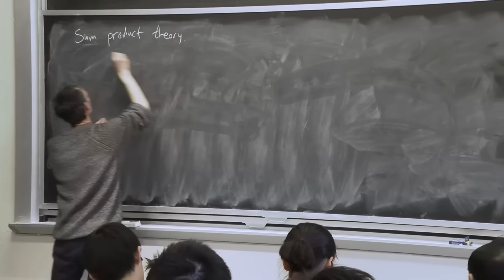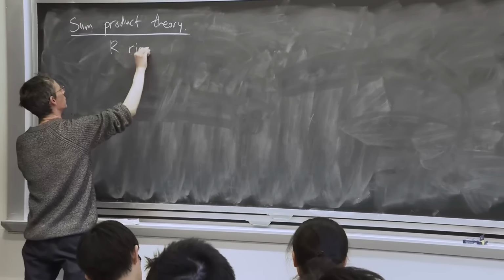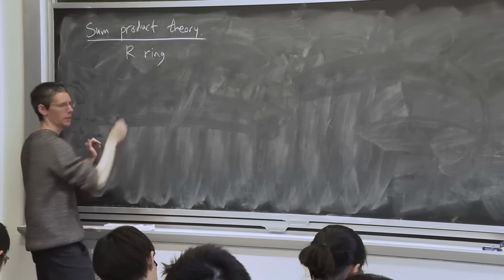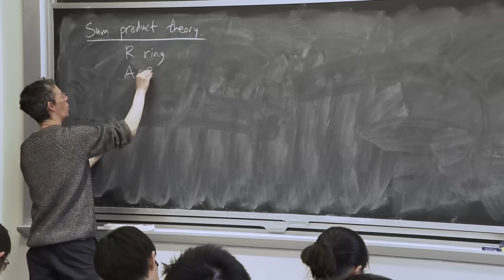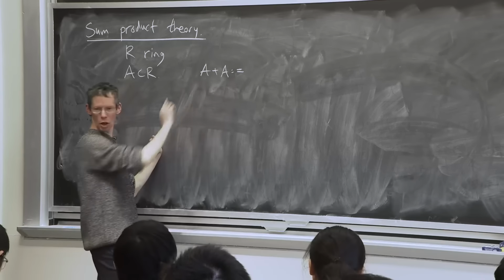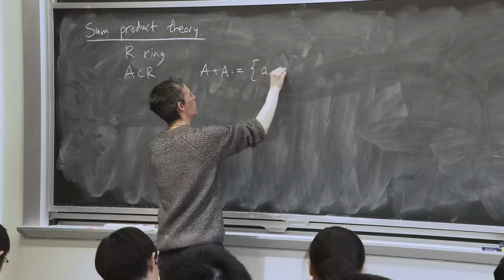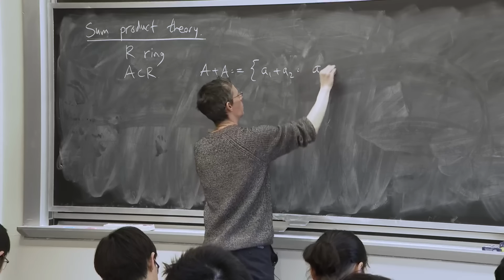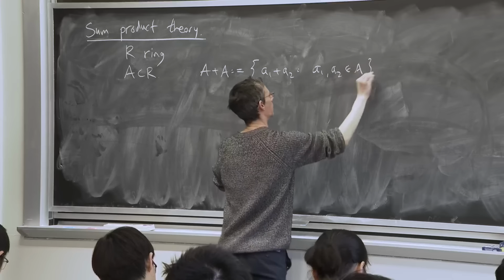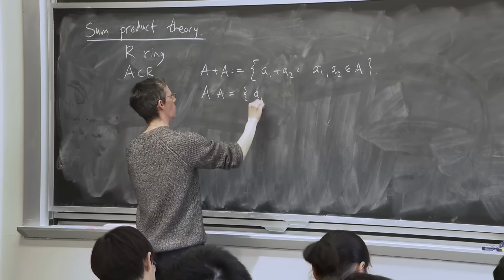OK, so let's say that R is a ring, so we can define sums and products, and A is a subset of R. So A plus A is all of the sums you can make of two elements of A. It's the set of all the a1 plus a2, where a1 and a2 are in A. And the product set, A times A, is similar. It's the set of all the products.